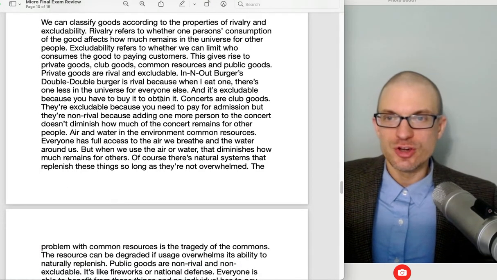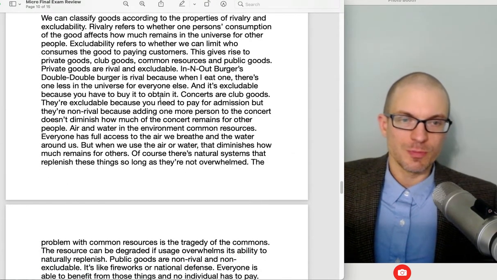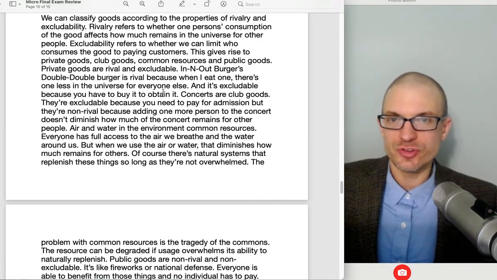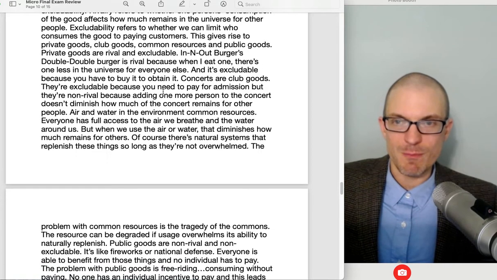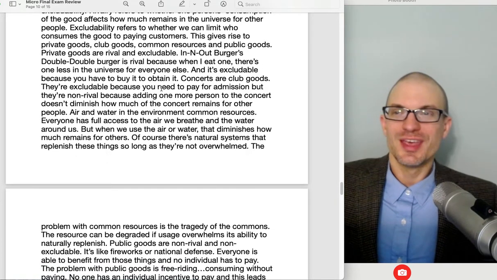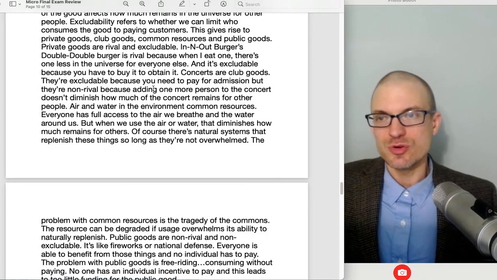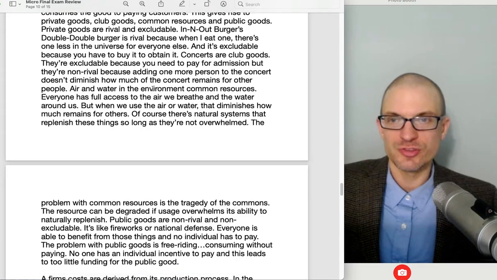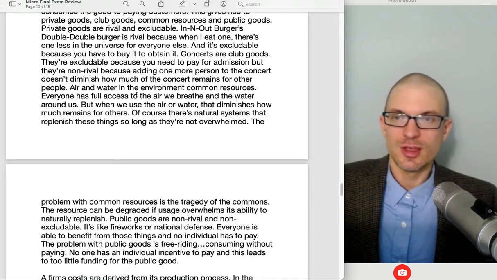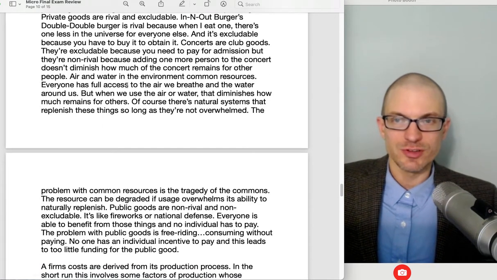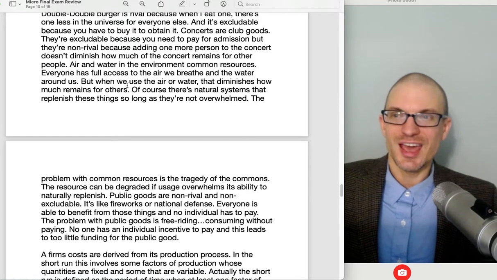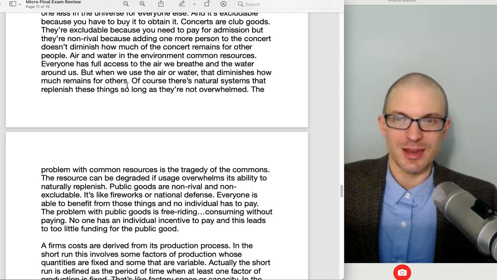We can classify goods according to the properties of rivalry and excludability. So rivalry refers to whether one person's consumption of a good affects how much remains in the universe for other people. Excludability refers to whether we can limit who consumes the good to paying customers. This gives rise to private goods, club goods, common resources, and public goods. So for instance, private goods are rival and excludable. In-N-Out Burger's Double Burger is rival because when I eat one, there's one less in the universe for everyone else. And it's excludable because you have to buy it to obtain it.